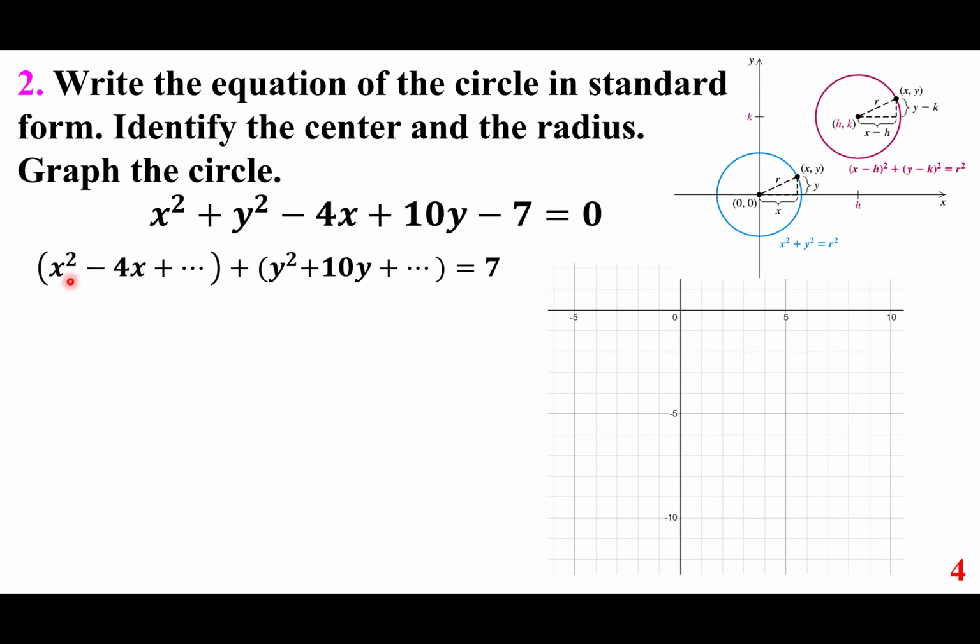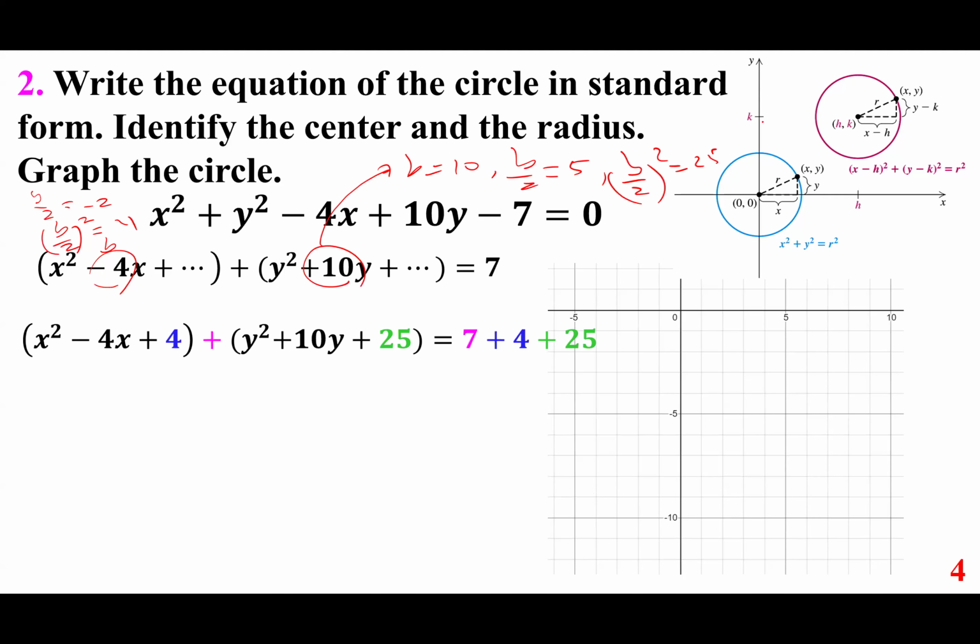This one, b is -4. I'm going to divide it by 2. I get -2. I square it. I get +4. In this case, b is 10. Divided by 2 is 5. Square it is 25. So we are going to add 4 and 25, and of course, 4 and 25 to both sides. The left side, this is (x minus 2) squared. This is (y plus 5) squared. And the result is 36.